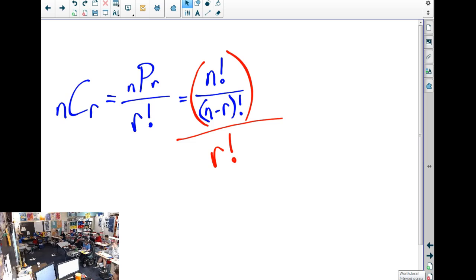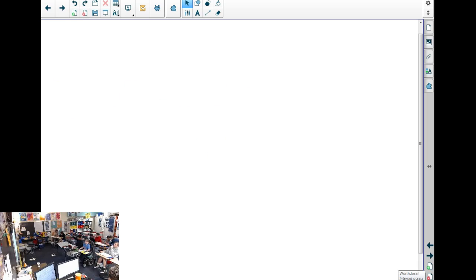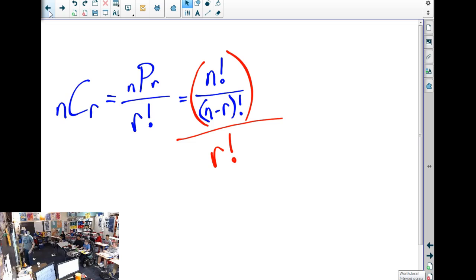You can multiply everything by... It's just this. It's n factorial over r factorial times n minus r factorial. Is it n factorial over r factorial times n minus r factorial? Well, let's check it. Go to the board, show your work.